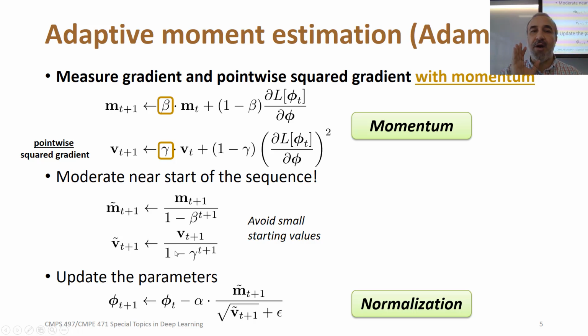Okay, so Adam has these 3 steps or 3 concepts: the momentum, which is not a new concept, but it will be applied on both the gradients and the squared gradients. That's the first concept. The second concept is the normalization. Okay, we do this division. And the third one is just this small trick to avoid small values in the beginning. Okay, small values of the gradient and square gradients in the beginning.